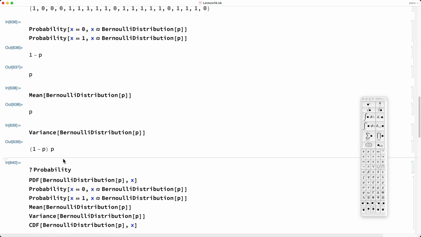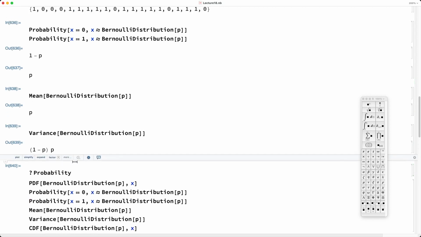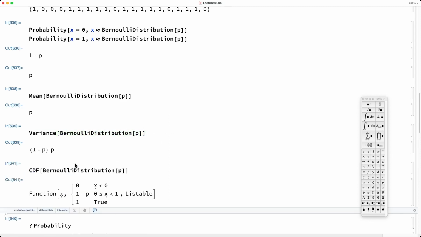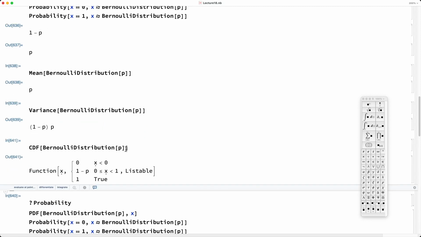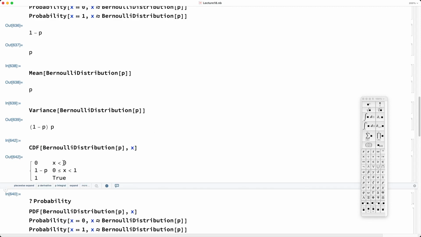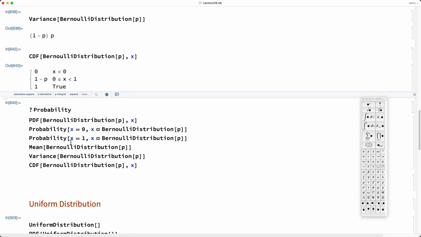And another quantity you can calculate is the CDF, or cumulative distribution function. That's the integral of the PDF. So let's ask for this. And Mathematica will give us the CDF for this distribution. We will go into more detail in a little bit when we discuss the CDF for continuous distributions.